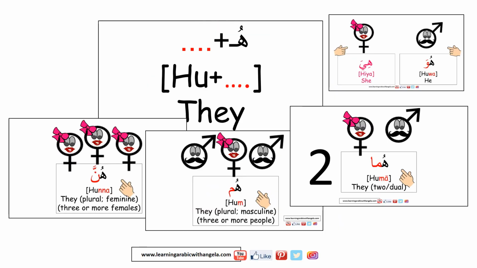Let's review the pronouns for the third person. So we have هو, he, and هي for she. Remember the letter هـ with dhamma, hu. You will add it to other suffixes. Hu plus ma is huma, which means they for the dual when there are two people. Hu plus m, hum, that means they for the plural masculine when there are three or more people, at least one of them is a male. And hu plus the geminated noon, na, hunna, means they for the plural feminine, three or more females, all females.